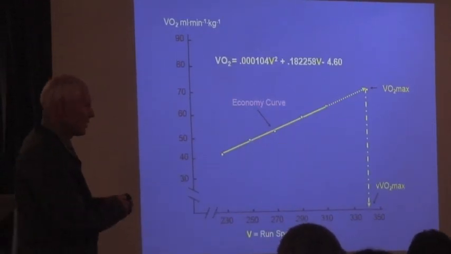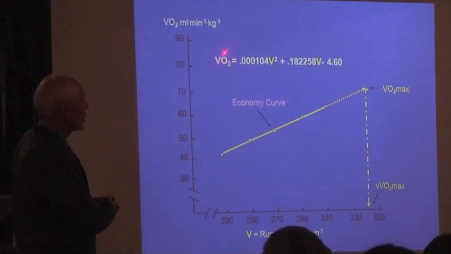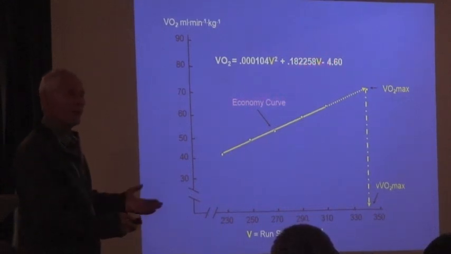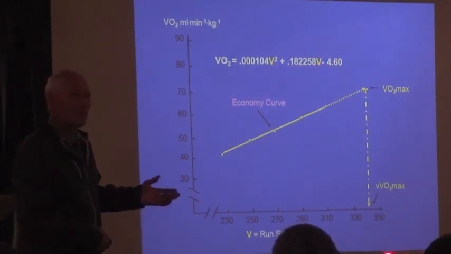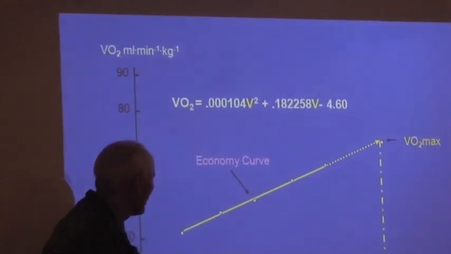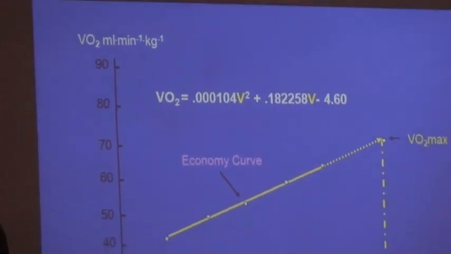So here's the average economy curve right there, and there's the formula to do it. The VO2, the cost of running at any speed in meters per minute, is 0.000104 times the velocity squared, plus 0.182258 times the velocity, minus 4.6. That's simple. That's what Jimmy came up with. So you give me whatever speed you're running at, and I'll tell you how much it costs the average person.